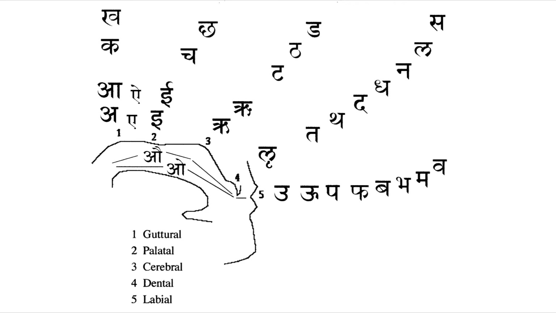Now compare both positions, the guna and vriddhi moving from position 1 to 2, and the guna and vriddhi moving from position 1 to 5. From 1 to 2, A guna, I vriddhi: A, I, A, I. And the respective guna vriddhi positions from 1 to 5: O, ow, O, ow. A, I, O, ow. A, I, O, ow.